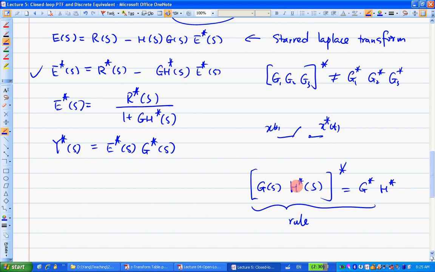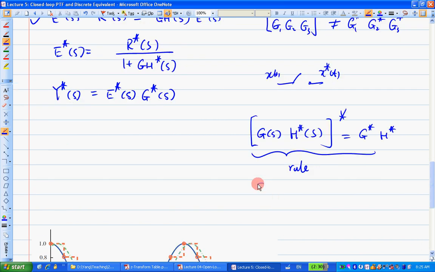If you don't have anything, let's say if all you have is this, and then you take the star Laplace transform, you can't say this is g star h star. So basically what this is, that's gh star. See what I'm saying?